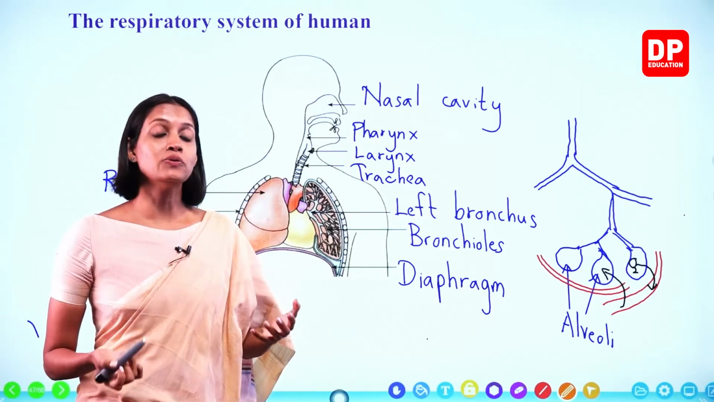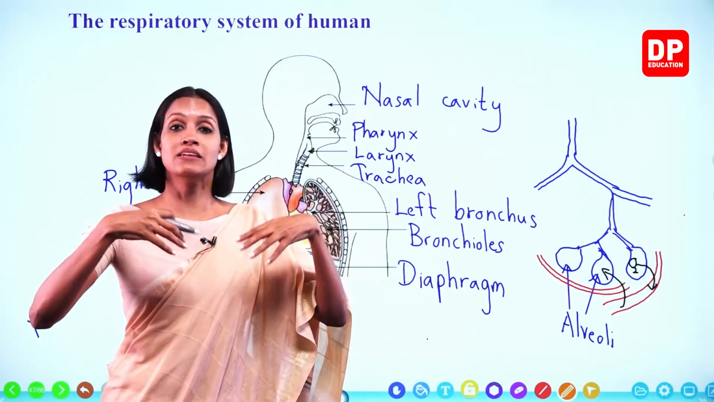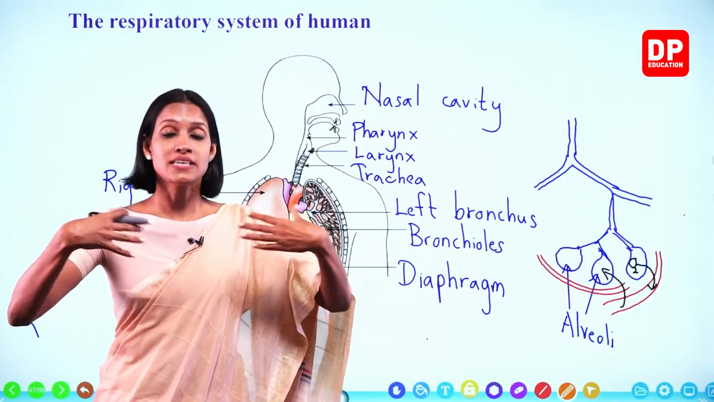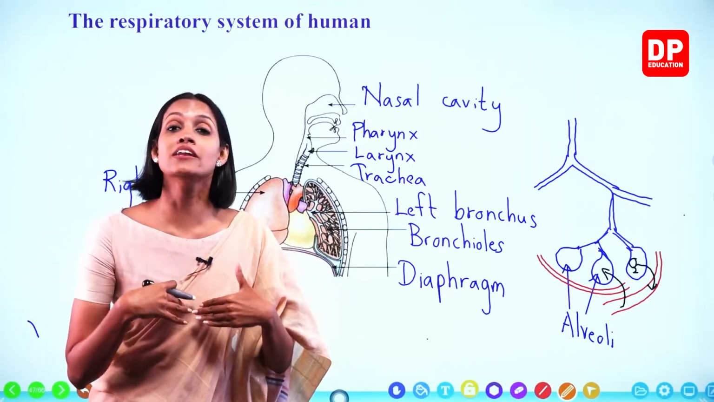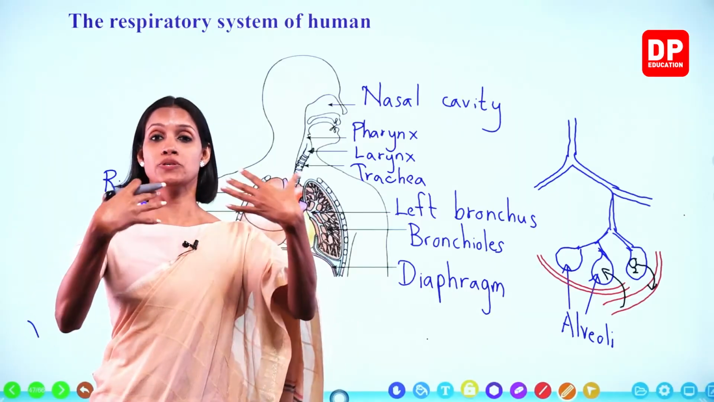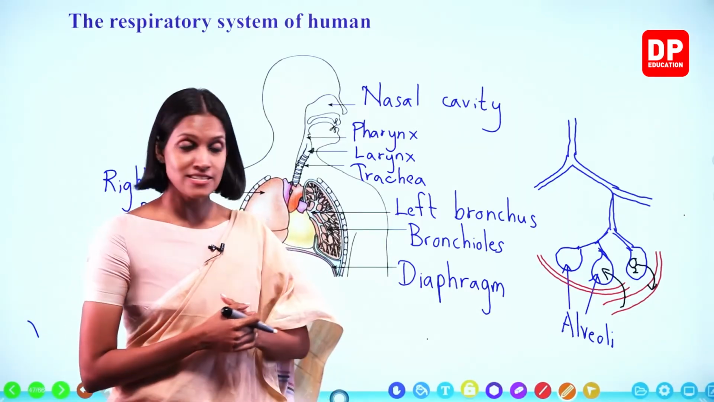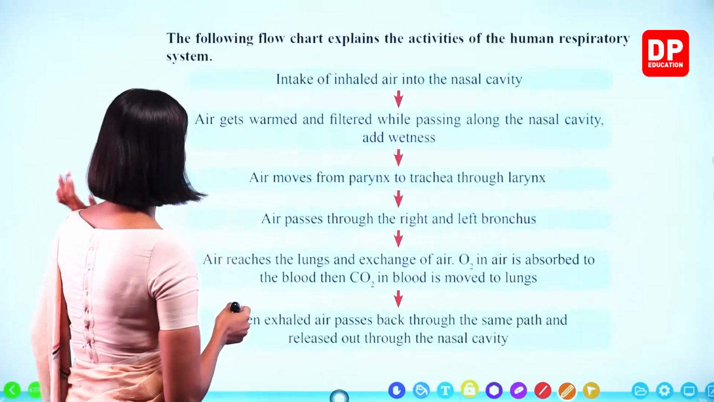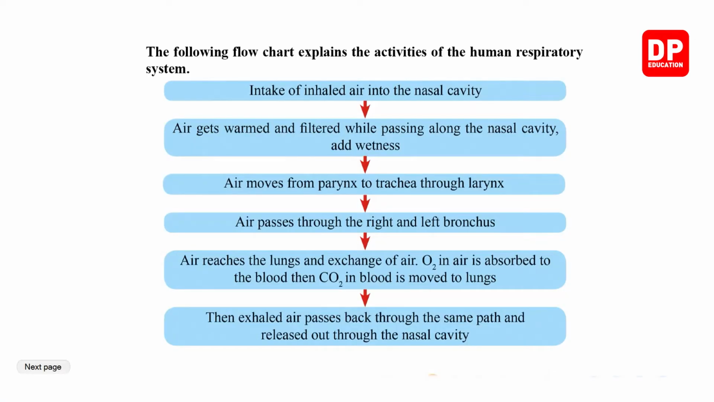Okay, children, so when you inhale, oxygen containing air comes in. When you exhale, carbon dioxide and water vapor containing air goes out. Right, children? Now here's the path, the respiratory process. Okay, let's go through this. The following chart explains the activities of the human respiratory system. Okay, we'll go one by one.